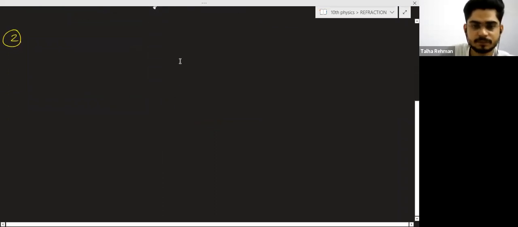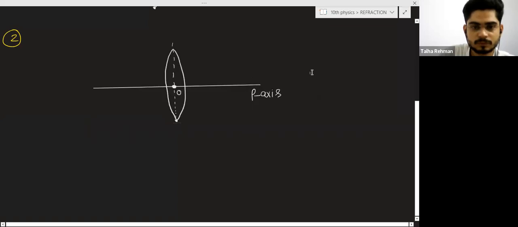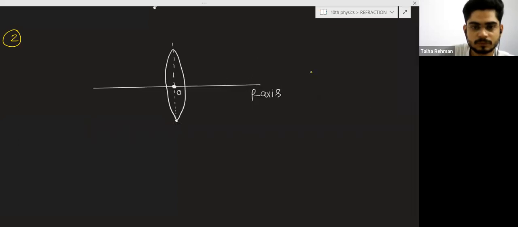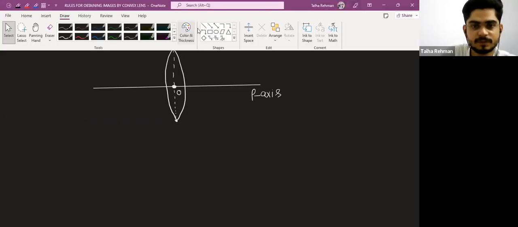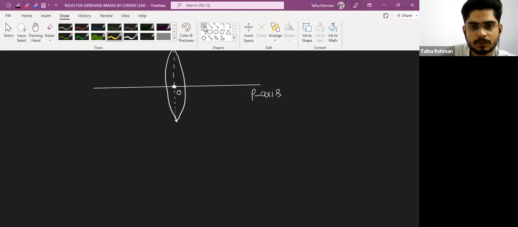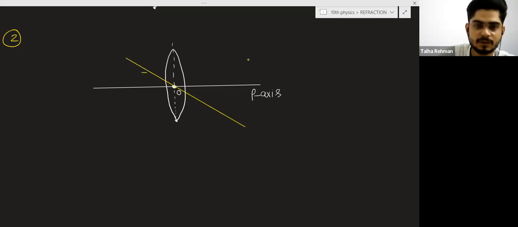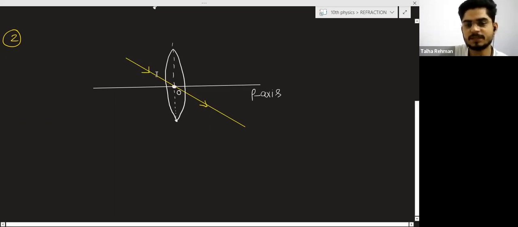Second is very simple. If a light ray is passing through the optical center, it will not bend. It will go straight. The light ray passing through the optical center will not change its path.